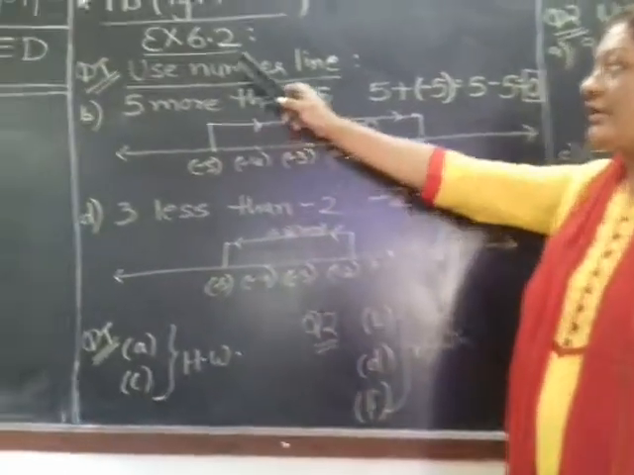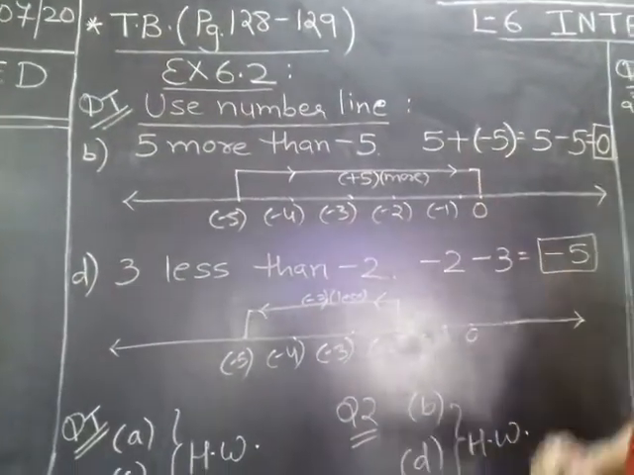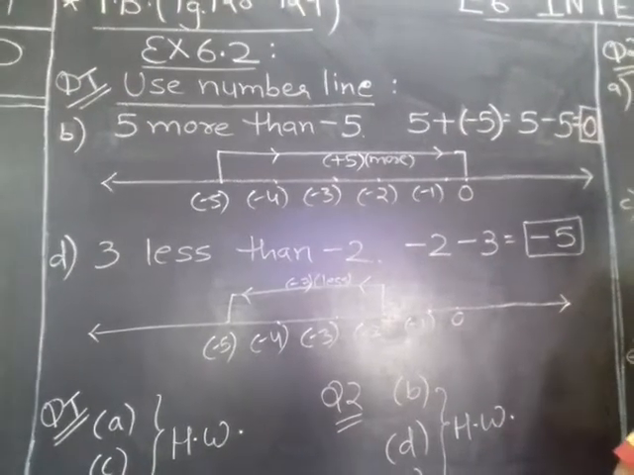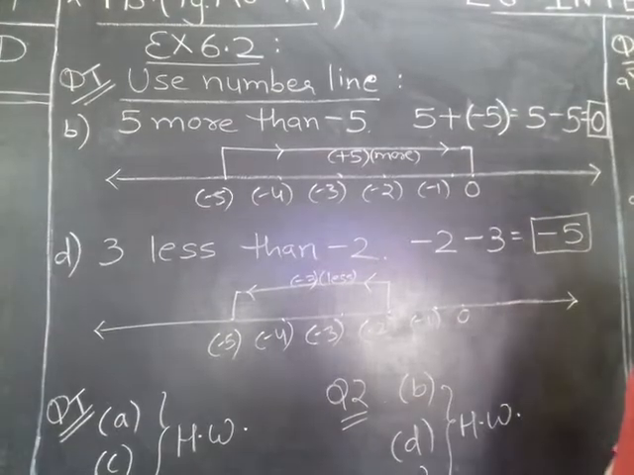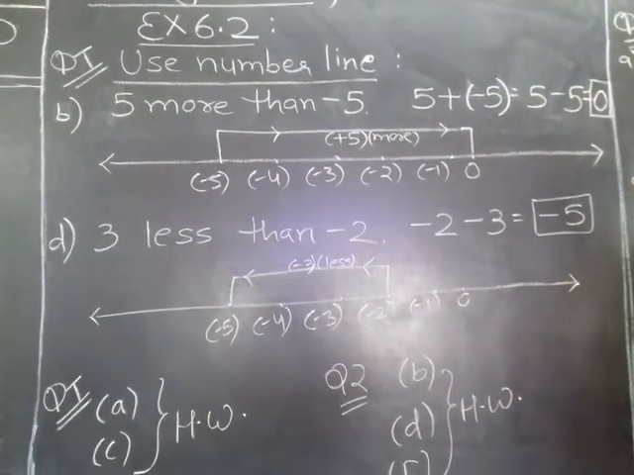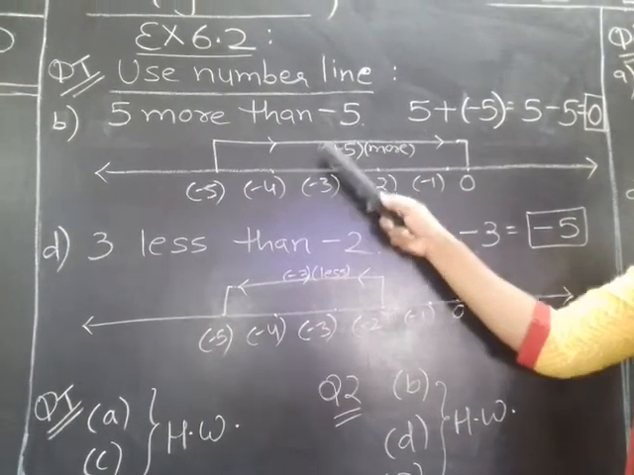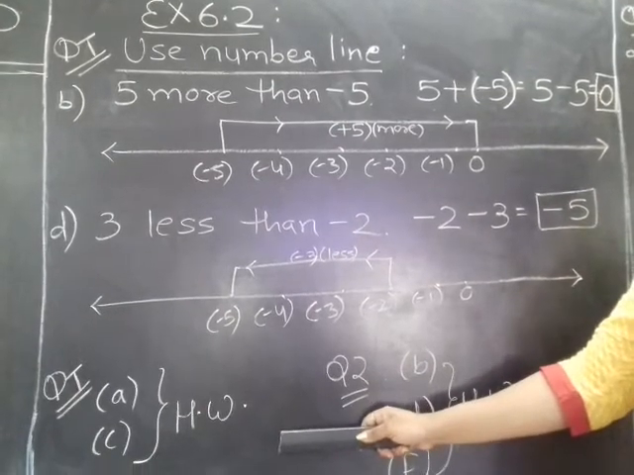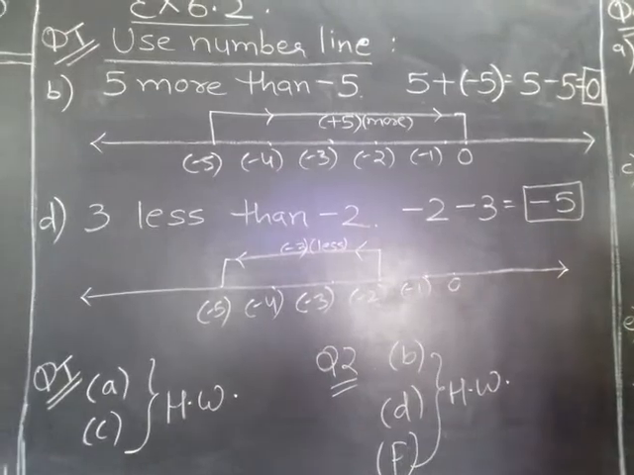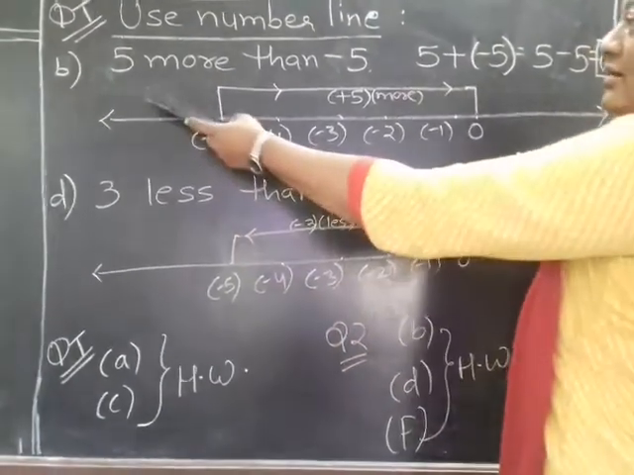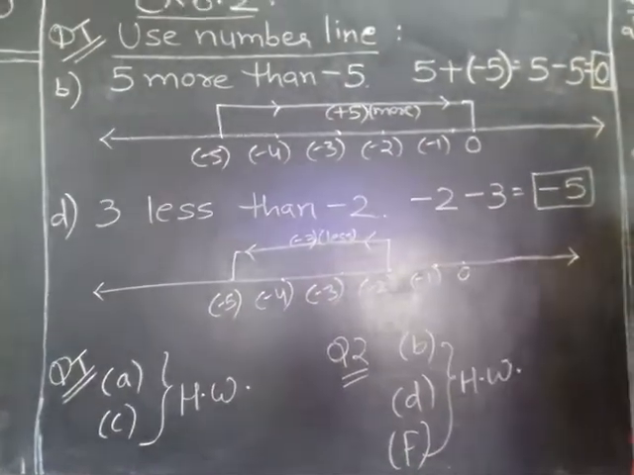Okay, so I am moving on to exercise 6.2 of your textbook, pages 128 and 129. Question number 1: you have to use the number lines to show the integers given in your textbook. See children, I have not taken A and C as they belong to your homework. So I have done B and D as part of your classwork. B, the question is 5 more than minus 5.